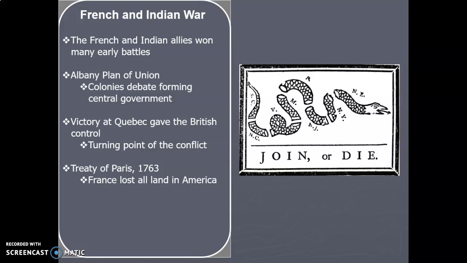In 1763, the Treaty of Paris is signed, and look at this. France loses everything in North America. They lose all of their land in North America for right now.